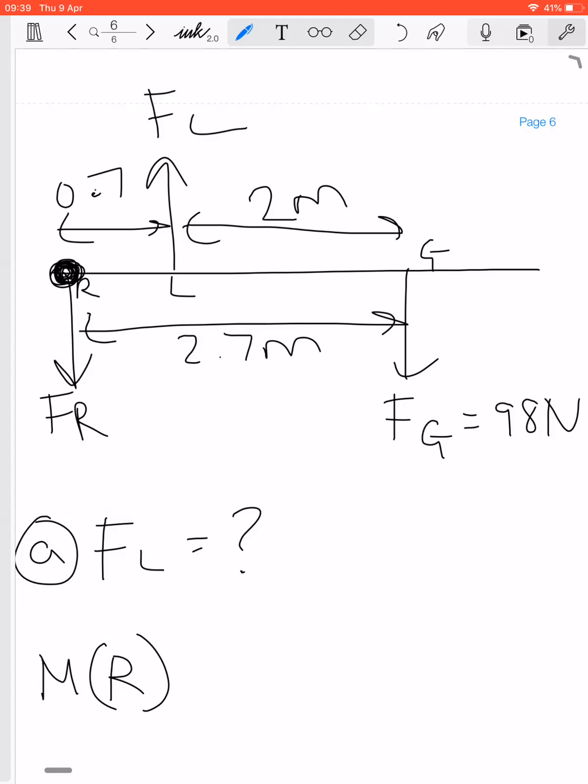So I'm going to take moments about R. Let's keep it the same. Let's keep our clockwise motion being positive. Right, start off, put your thumb at R and move along the pole. The first thing you come into contact with is point L.